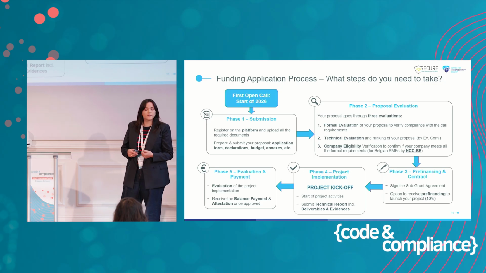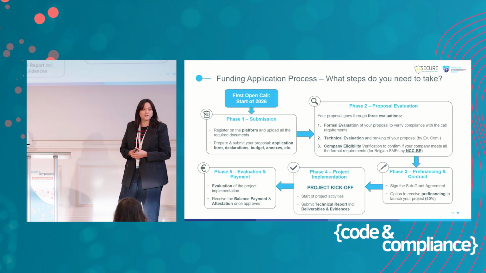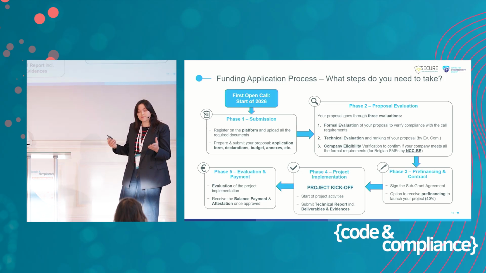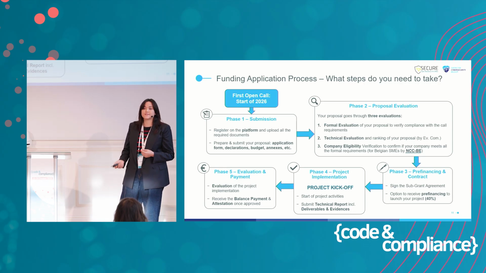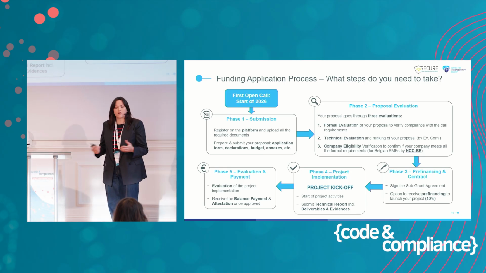Then your proposal will go through 3 evaluations. First, a formal one, then a technical one, and then a national company eligibility check, and this will be done by the NCC of the member state where the SME is established. So for Belgian SMEs, this will be the NCC where we are also part of.